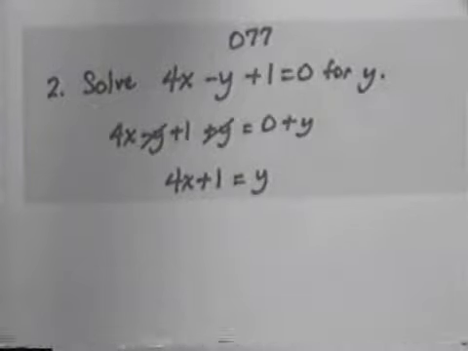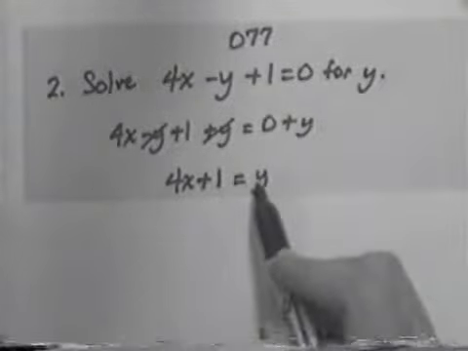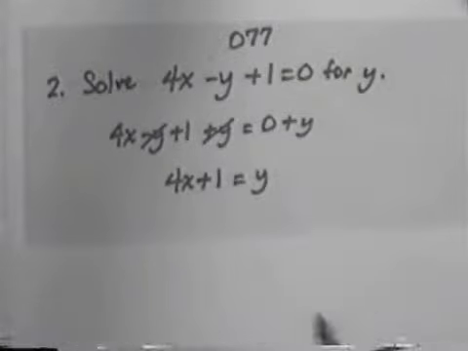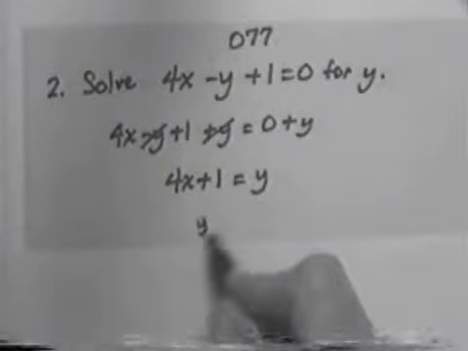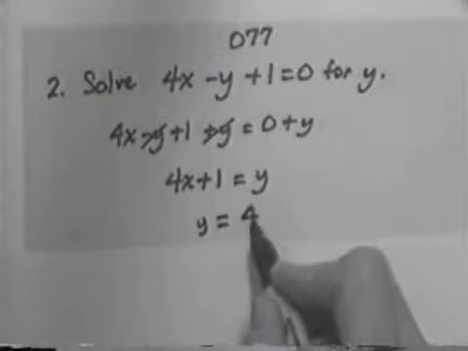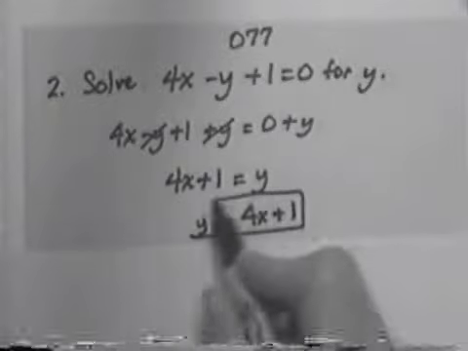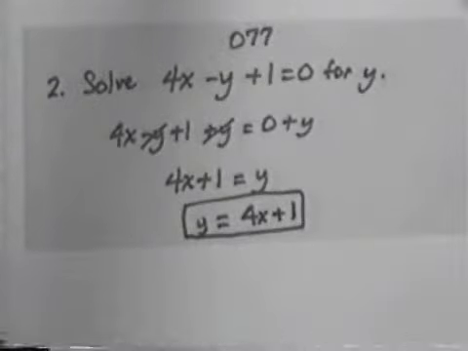Most of us would feel better about the way this looks, however, if we wrote the y on the left and the expression on the right. Remember that you can always take the two sides of an equation and interchange them. And so we can write this as y equals 4x plus 1. And here is our preferred version for this problem. Y equals 4x plus 1.